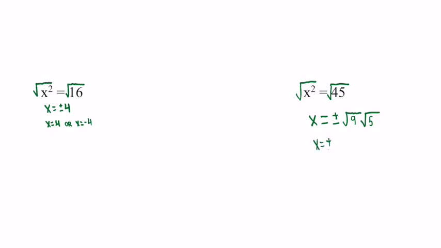And to finish, leaving that plus or minus at the front, the square root of 9 is 3, and the part we can't simplify, we leave alone. So here we would write x equals plus or minus 3 square root of 5. If you wanted to list the solutions individually, the solutions would be negative 3 square root of 5 and positive 3 square root of 5.